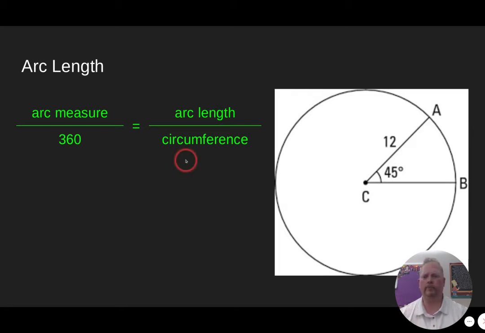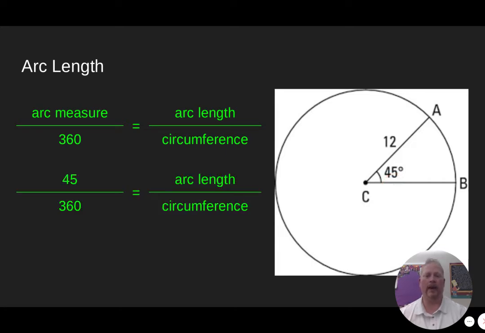All right? So let's go ahead and take the values and plug it in for this. So the arc measure we just said was 45, and the 360 stays 360. And then the arc length, that's what we're trying to find, so we'll call that x. And then the circumference, well, I can take that formula, 2 pi r. Our radius is 12, so I can plug that in. And then after I do some calculation, I get that the circumference is 24 pi. So I can go ahead and plug that in to our ratio.